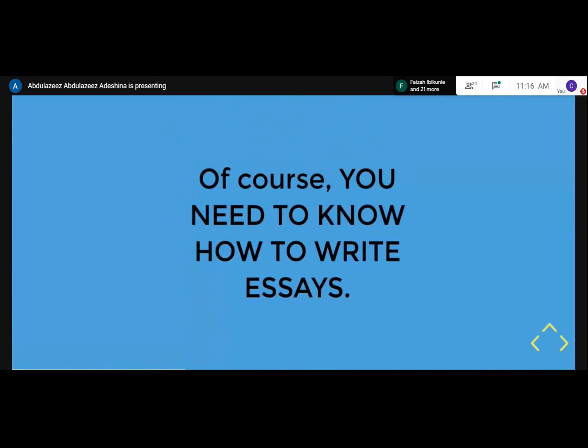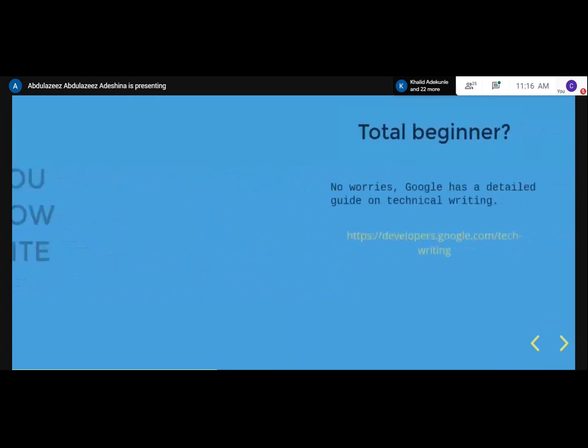And of course, you need to know how to write essays because you can't just write 2 or 3 lines and say you presented it as a technical article. The minimum I've seen most times is usually 750, and the maximum I've seen is maybe 10,000 words. So nobody wants to read a 10,000 word article, so we break it into segments.